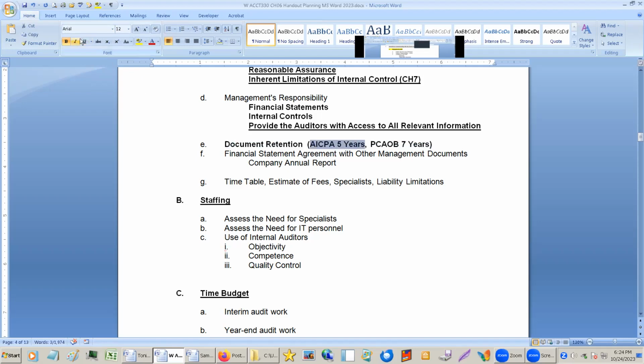AICPA, you must keep the documents, the work papers, for 5 years. PCAOB is for 7.